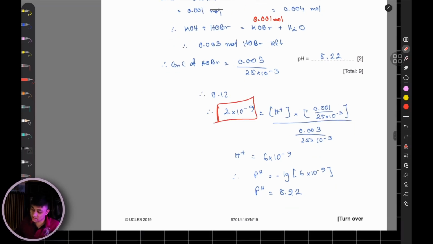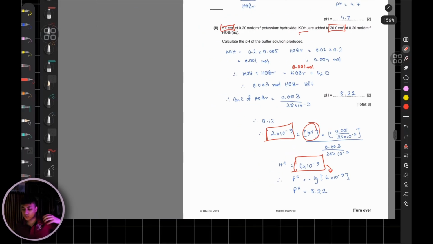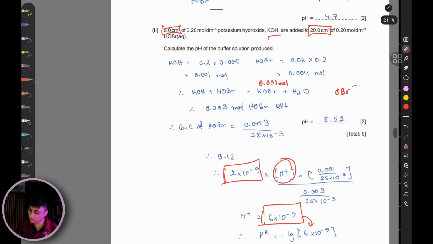Now, you also know the dissociation constant, that is 2 into 10 to the power minus 9. If you make the H+ concentration the subject, it is going to be 6 into 10 to the power minus 9. Now plug it into the minus log formula, and you're going to get a pH of 8.22. Meaning, this is not an acidic solution. This is actually a basic solution, because the HOBr is unable to dissociate as much due to the presence of this base, OBr minus.